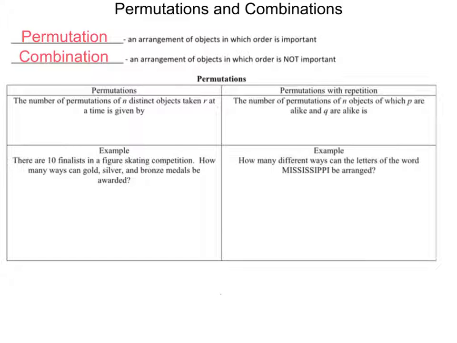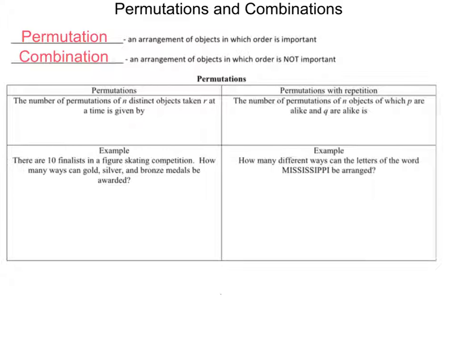In our first example, it says there are 10 finalists in a figure skating competition. How many ways can gold, silver, and bronze medals be awarded? Now let's think about why the order is actually important and why this is a permutation rather than a combination. If we have 3 winners, all 3 are going to want that gold medal because they all want the first prize position. But not everyone is going to get that first place position.